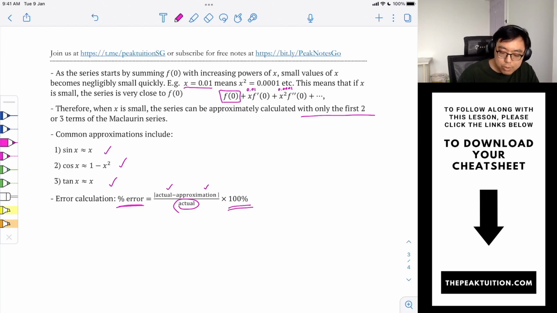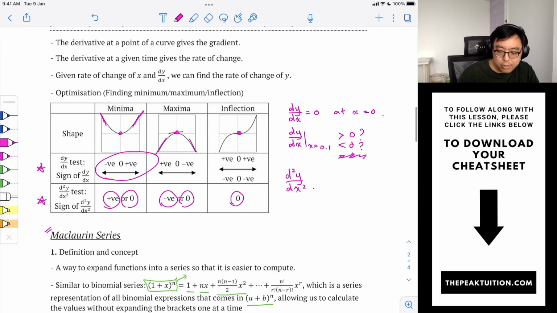Okay, with that, we should have covered the content for differentiation and Maclaurin series. I hope this helped you for your revision.